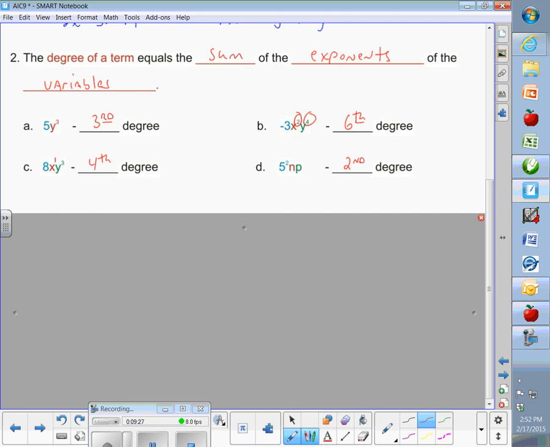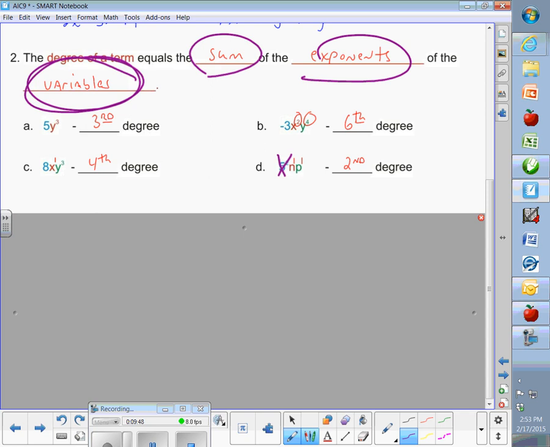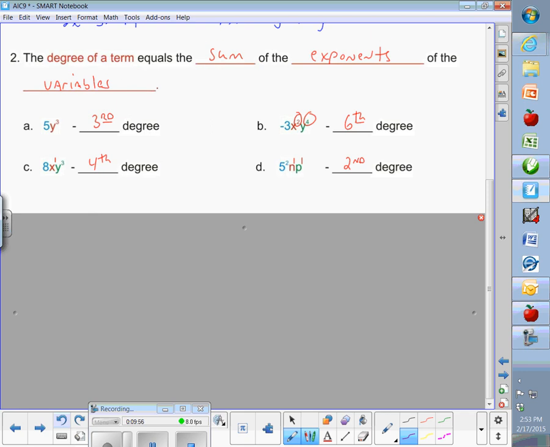You say 2nd degree? Wait a minute. The n is a 1. The p is a 1. 2 plus 1 plus 1, that's 4. Yeah, but what are we supposed to sum the exponents of? Look back at the definition here. You sum the exponents of what? The variables. You do not sum exponents of coefficients. So you're only summing the exponents of the variables, therefore 1 plus 1 is 2. All right, I hope you got that one. If you didn't, now you know, and don't get tripped up by it again in the future.